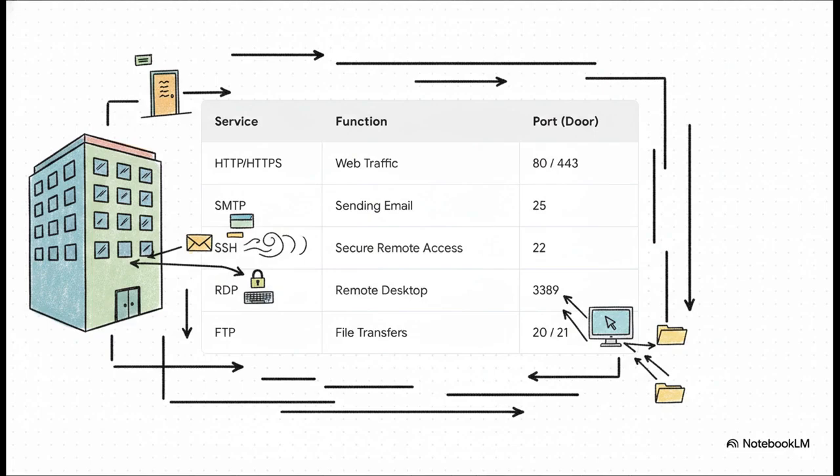Well, the answer is actually surprisingly simple and pretty clever. Port numbers. If a server's IP address is the street address for a huge office building, then the port number is the specific door for each department inside. Web traffic knows to go to doors 80 and 443. Outgoing email goes to door 25. Every type of traffic has its own dedicated entrance, which guarantees that every request gets routed to the exact right service that knows how to handle it.